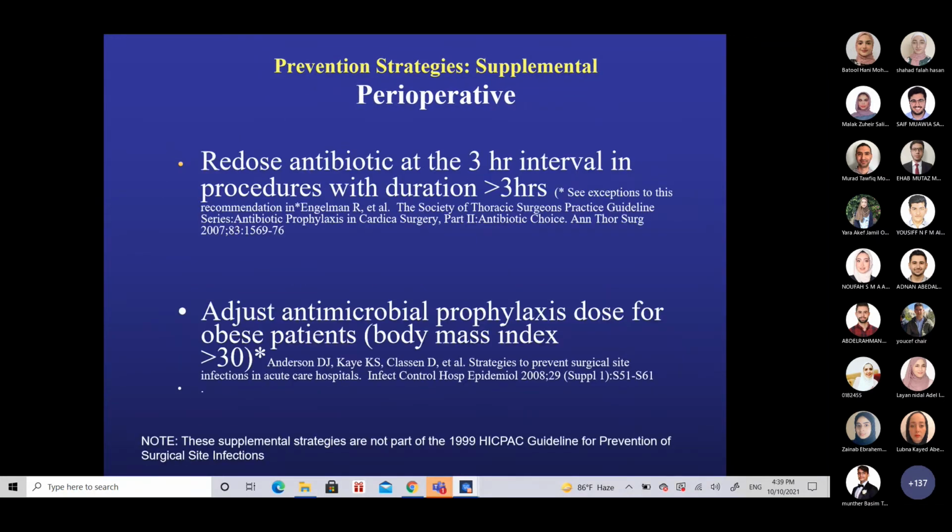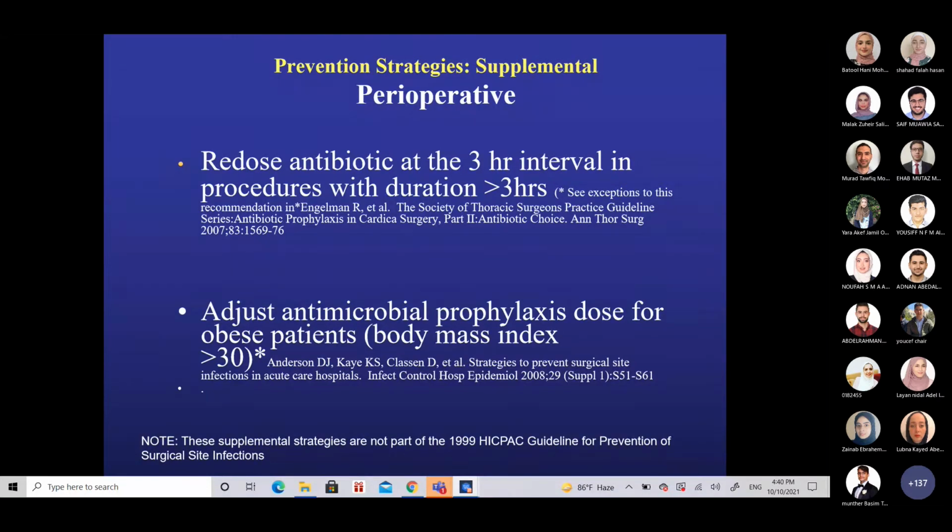Redosing antibiotics is a supplemental strategy. For example, if we have a lengthy procedure, a major resection, like a hepatobiliary resection or a gastric or duodenal resection that may last more than 3-4 hours, it is recommended after 3 hours of surgery to give a second dose of antibiotics to decrease the risk of infection.